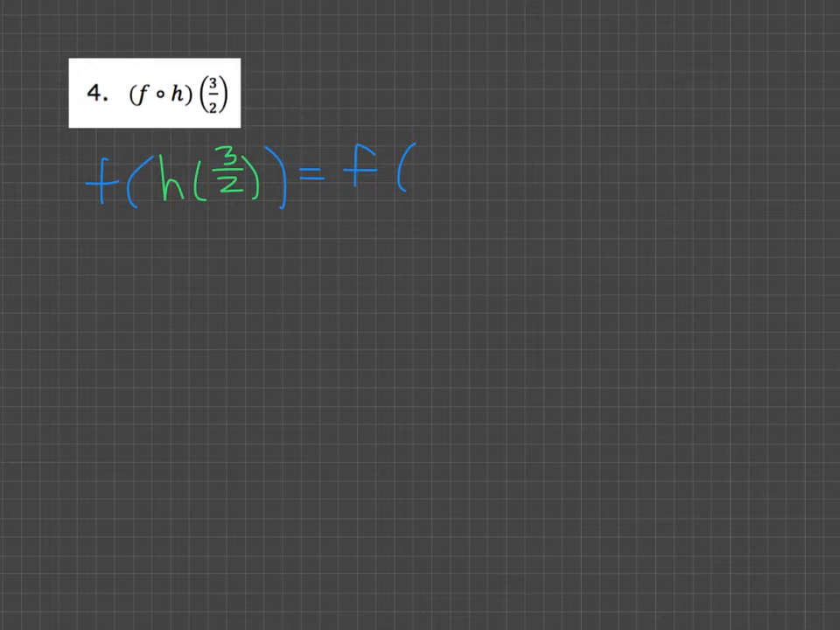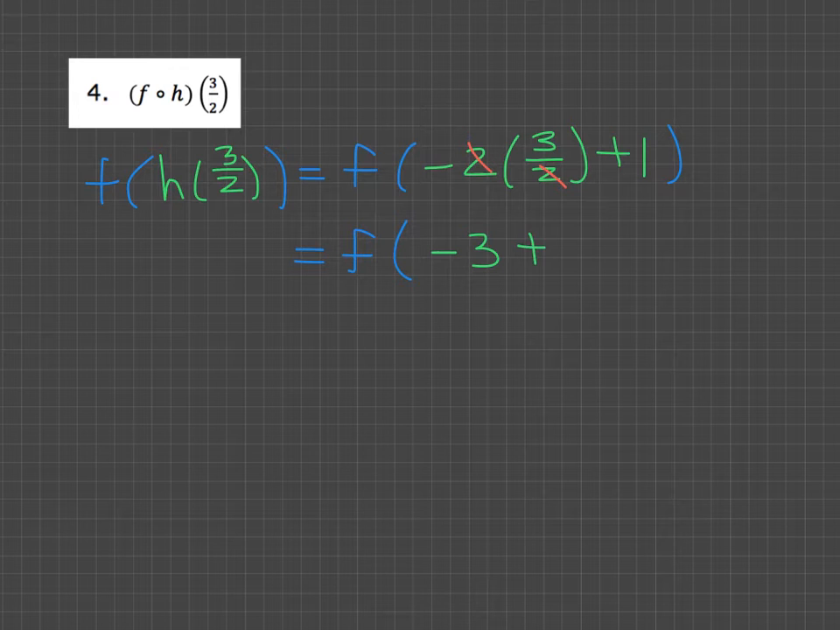So we get negative 2 times 3/2 plus 1. So negative 2 times 3/2, well, those 2's are going to cancel, right? So those will cancel, and we'll just be left with a negative 3 plus 1. So we end up with f of negative 2.